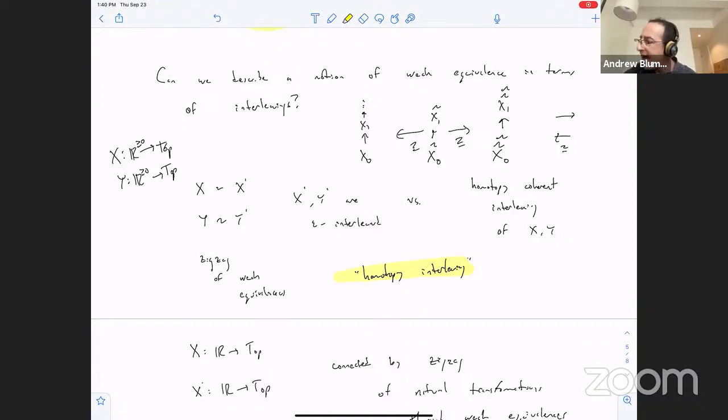Or you could think of that as: I'm allowed to replace X by X prime, which is weakly equivalent to it, and I'm allowed to replace Y by Y prime, which is as a functor naturally weakly equivalent. So I have a natural transformation through weak equivalences between X and X prime and Y and Y prime. And now I have a strict interleaving between X prime and Y prime.